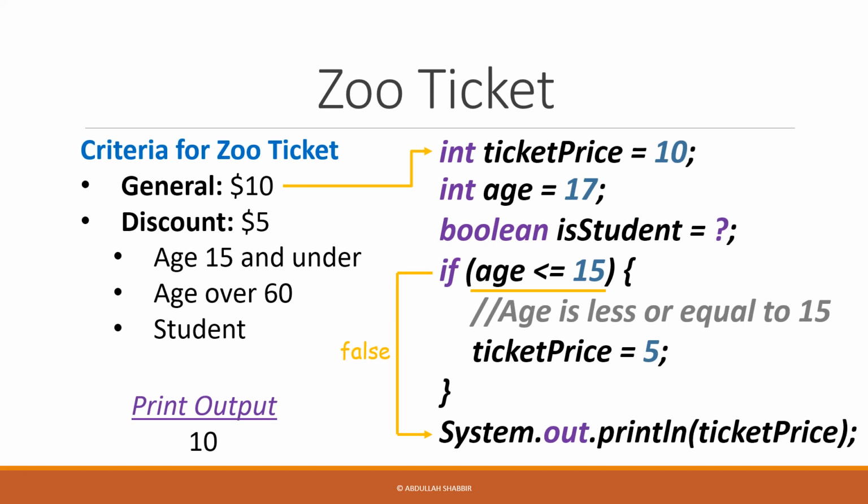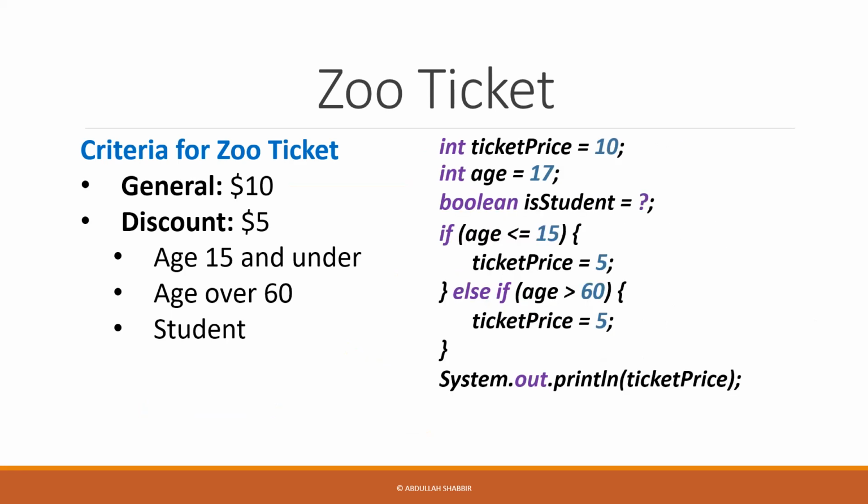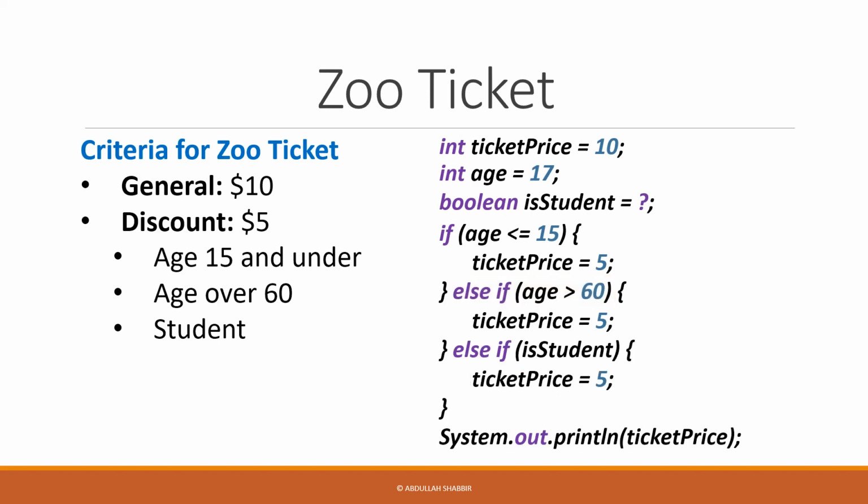Our other two discount conditions will be checking if someone's age is greater than, not greater than or equal to, 60 years old, and if a person is a student or not. So let's look at how to check age greater than 60. For that, we can write an else if, and inside the parentheses of else if, we write a test condition which says age greater than 60. Now for the student discount, we can write another else if, and inside the parentheses of that, we can just put our boolean variable isStudent.